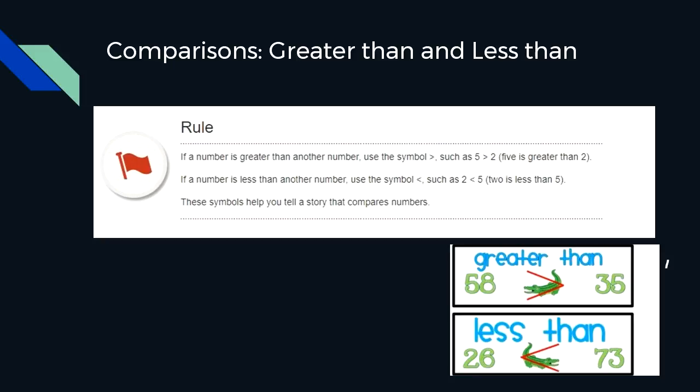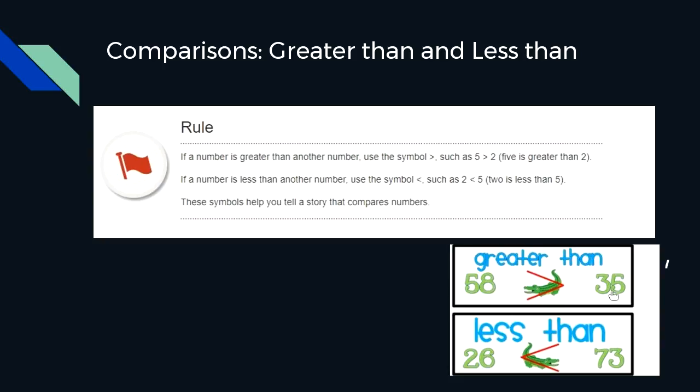And some people like to talk about this as using it like it's an alligator mouth, but I always liked to think about it as, hold on one second, guys. I always like to think about it like the greater number was pointing and making fun of the smaller number. So that always helped me remember which way my greater than or less than symbol would go. So if you take a look at my little diagram down here at the bottom, you can see that the greater number is here, 58, and 58 is kind of pointing over at the smaller number, 35, see greater than, and is making fun of it.